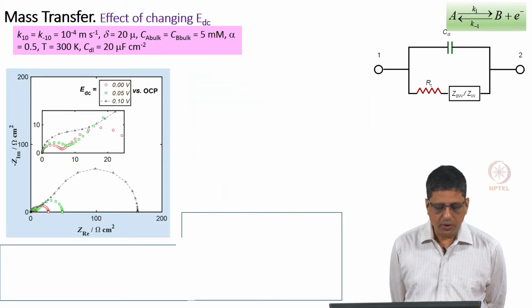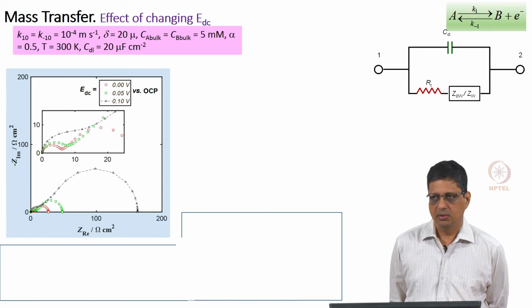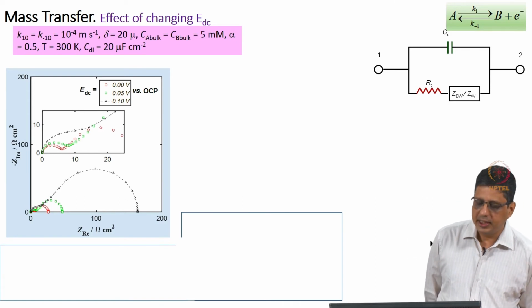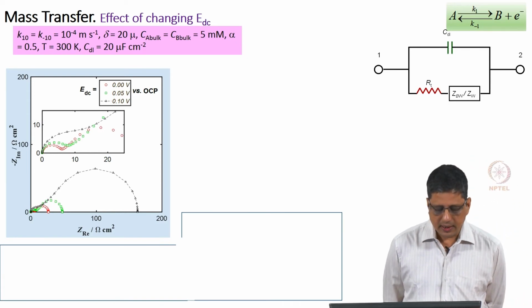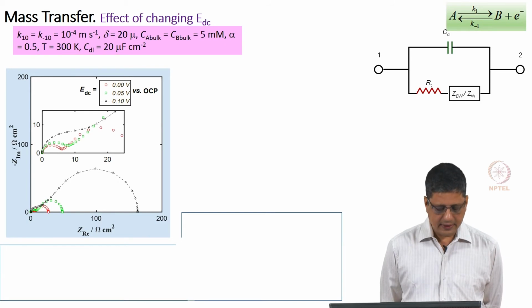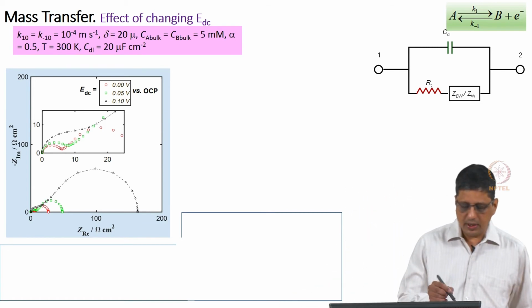Okay. So, what I want to show you is if you use this expression and calculate for a given delta value, for a given mass transfer limitation, for a given boundary layer thickness, if we change the DC potential, here the red round circles are the DC potential at 0, the green squares correspond to the impedance when DC potential is 50 millivolts, and the triangles correspond to the case where DC potential is 100 millivolts.